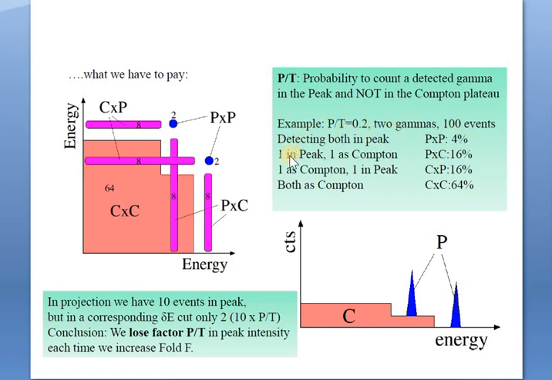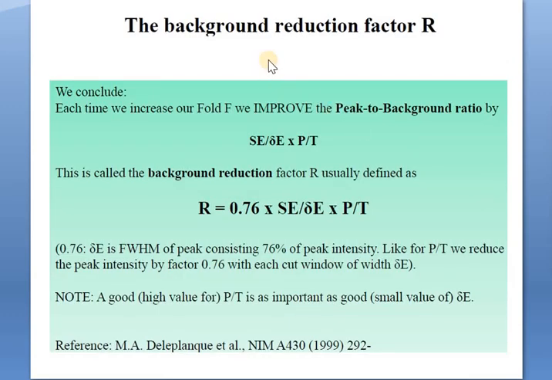Okay, now let us take an example. If the peak to total is 0.2 and we have got 2 gamma rays, then the probability of detecting both of them in the full energy peak is 0.2 times 0.2, which is 0.04 or 4%. The probability of detecting one gamma in the full energy peak along with one Compton, these are the cases shown here, peak and Compton, is 16%, and do note that the greatest one is the probability of detecting both gamma rays in Compton, 64%.